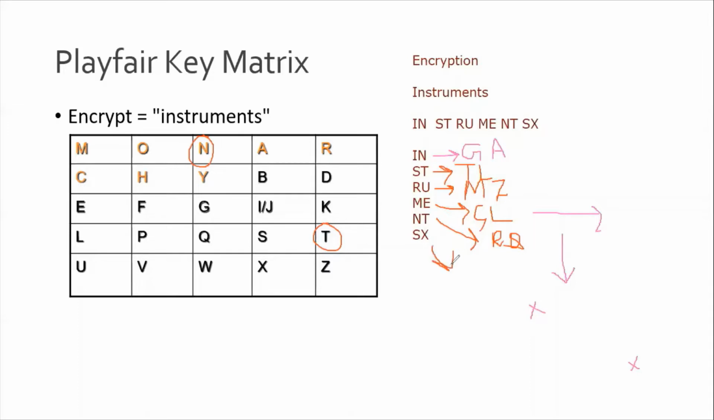Lastly, we have S and X. Where are S and X in this key matrix? Let's highlight it first. We have S here and X here. Both are in the same column. So for the same column, we have the rule that we will write the letter below it. For S, we will write X, and for X, we have to wrap around at the column side, so it will become A. So the plain text INSTRUMENTS is now GA, TL, MZ, CL, and then we have RQ and XA. So that is the ciphertext for this key.